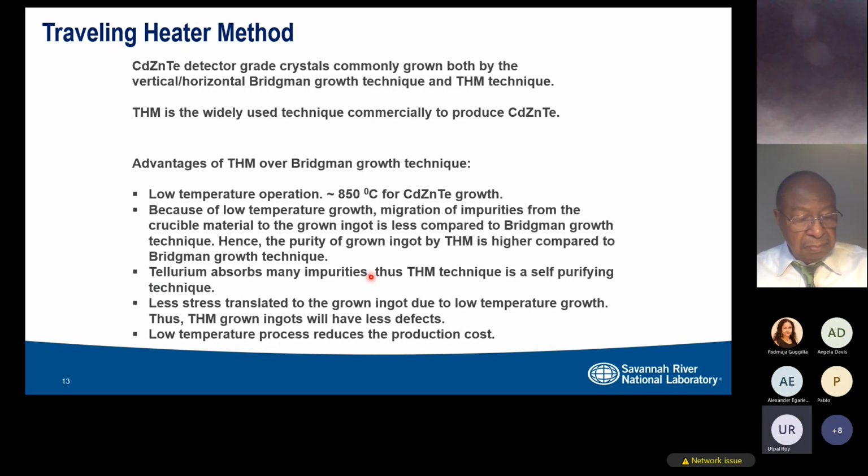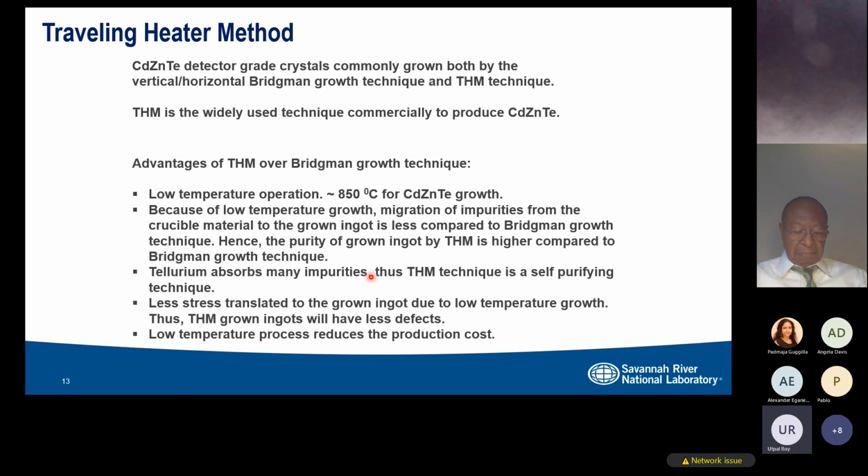The only disadvantage is that the crystal grows at a very slow rate. For Bridgman growth, you can grow the crystal at a rate of 3 to 5 centimeter per hour. But for the traveling heater method, the growth rate is about 3 millimeter per day.